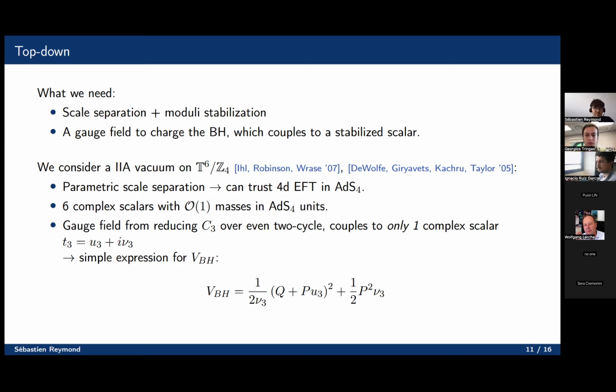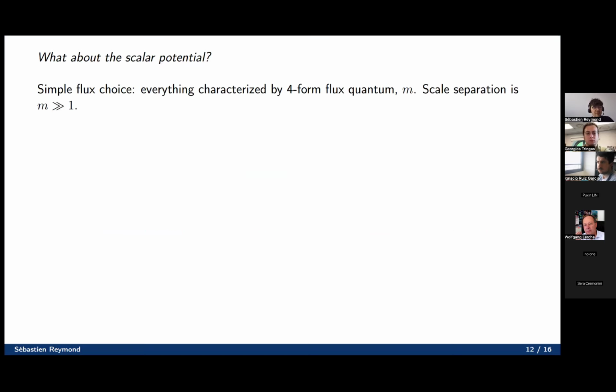So very good. We have a black hole potential, but of course, we now need to find the scalar potential to observe the competition between the two. So how does that work? To make our life simple, we make a very simple flux choice for all the fluxes that enter this model, and we make everything be characterized by the four-form flux quantum M. For those familiar with the story of the DGKT, this is the flux quantum that leads to the scale separation. So when M is very large, you achieve scale separation, but I will come back to that.